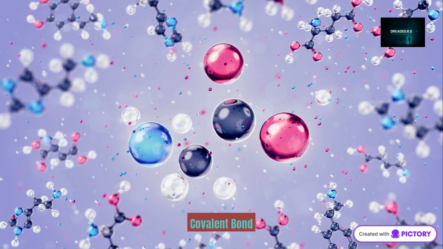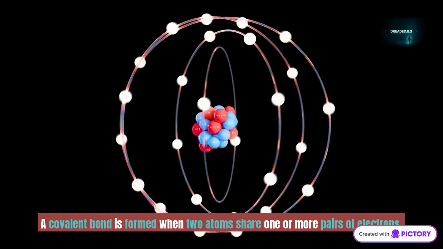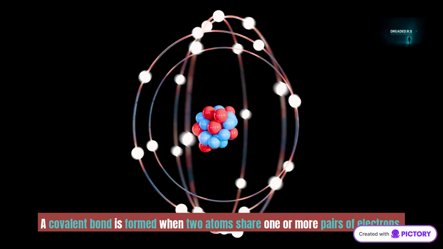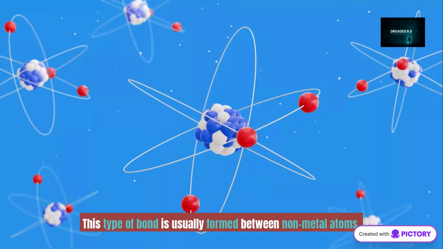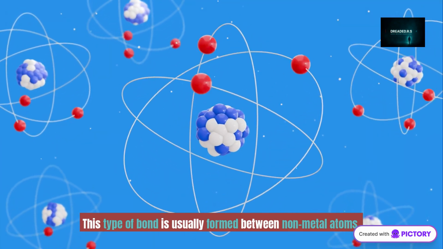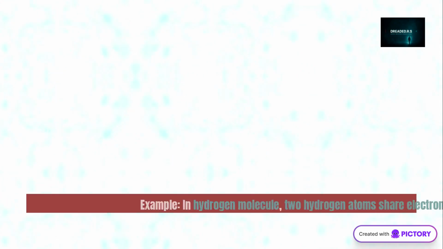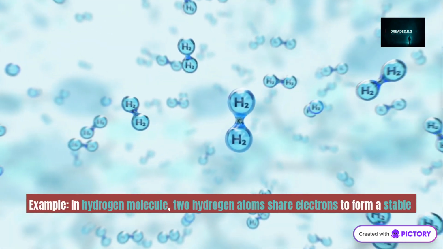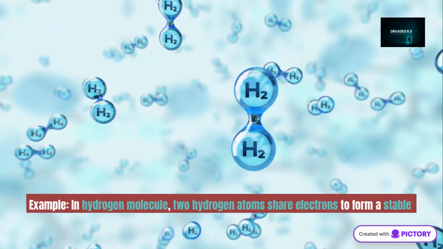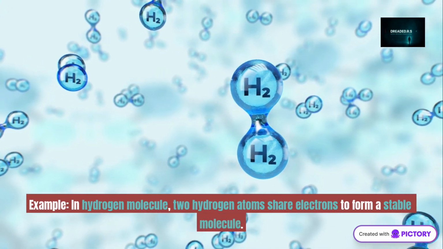5. Covalent bond. A covalent bond is formed when 2 atoms share 1 or more pairs of electrons. This type of bond is usually formed between non-metal atoms. Example: in hydrogen molecule, 2 hydrogen atoms share electrons to form a stable molecule.